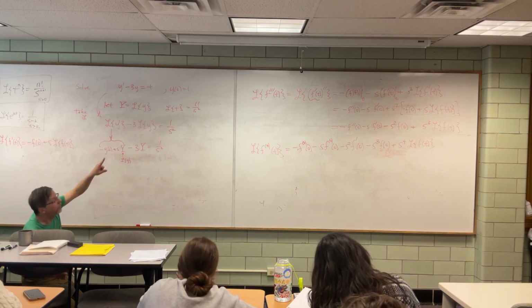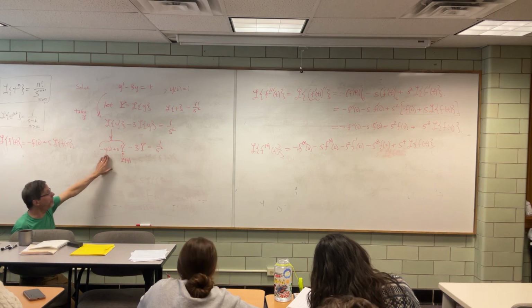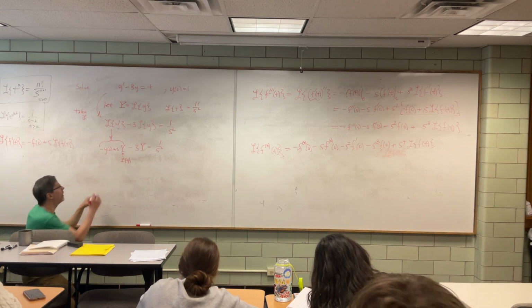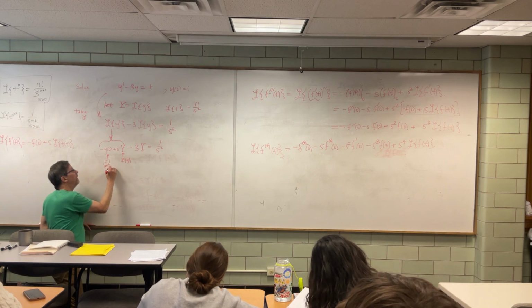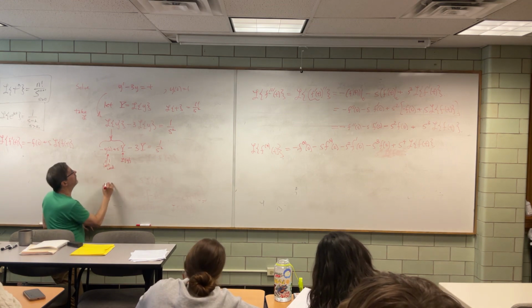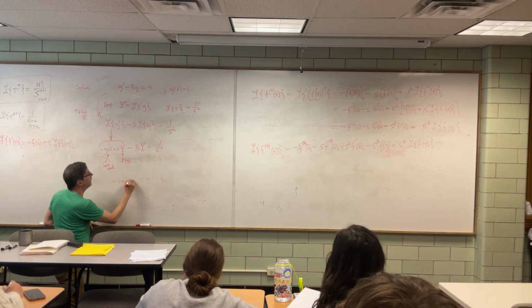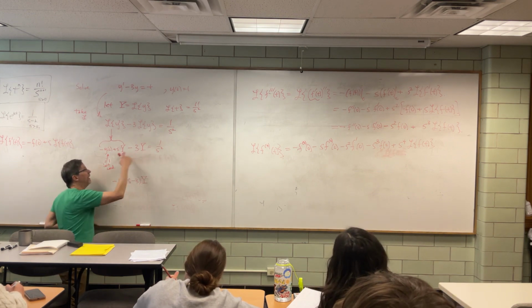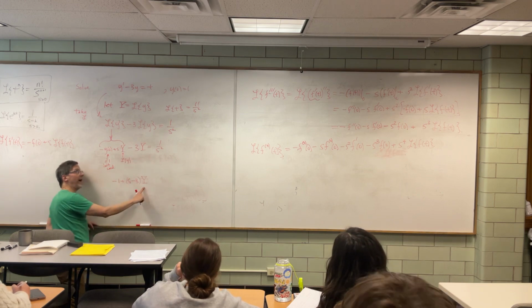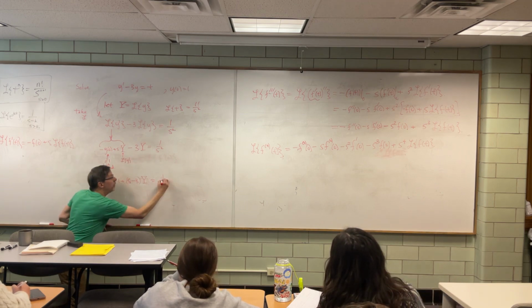Y at 0 is 1, so I'm going to use my initial condition and replace y at 0 with 1. So this is equal to 1, init condition. And so what we've got now is negative 1 plus (s minus 3) times Y. Notice I can have a Y in common to both of those. I'm just going to factor it out. Equals 1 over s squared.